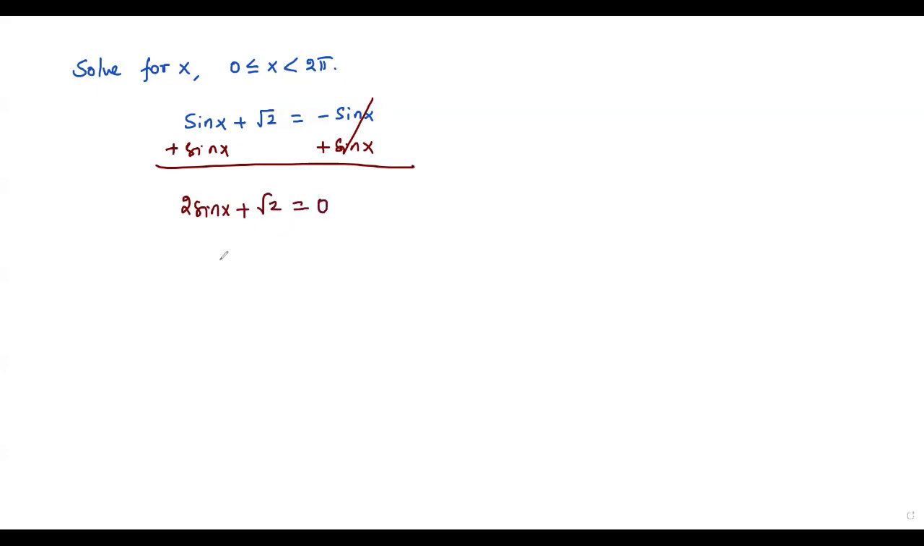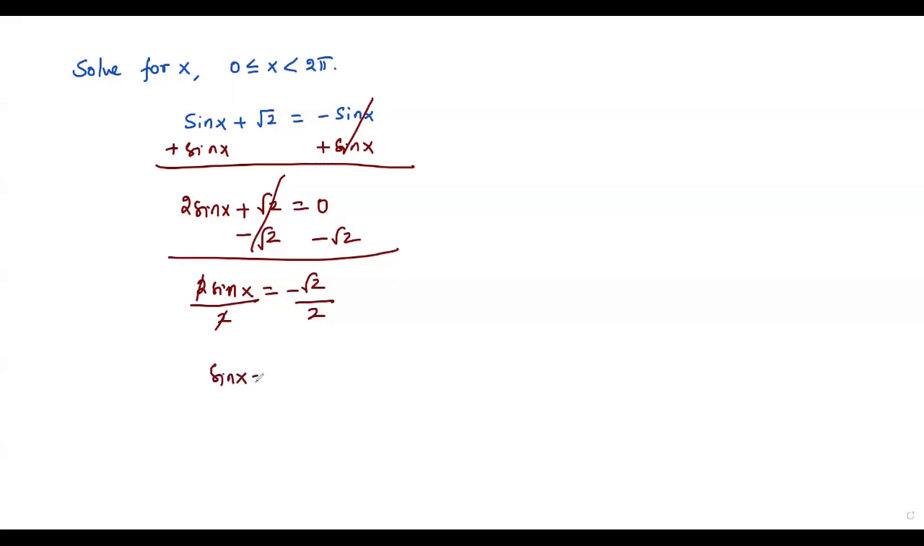Okay, now I have to isolate sin x. For that, I have to get rid of all the values around the sin x. So let me get rid of this positive square root of 2. So for that, I subtract square root of 2 from both sides. Then I'm getting 2 sin x equals to negative square root of 2. Then I divide both sides by 2. So when I do so, this 2 will cancel out. I'm getting sin x equals to negative square root of 2 over 2.